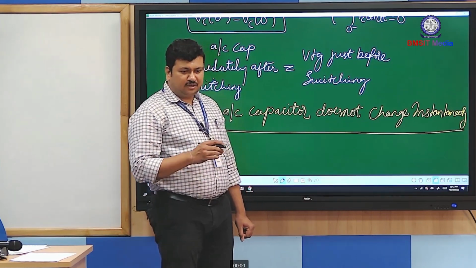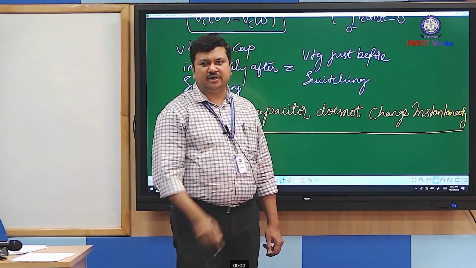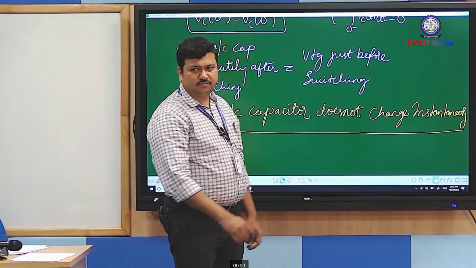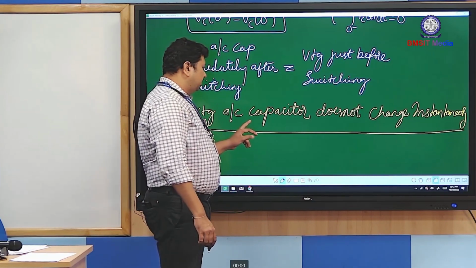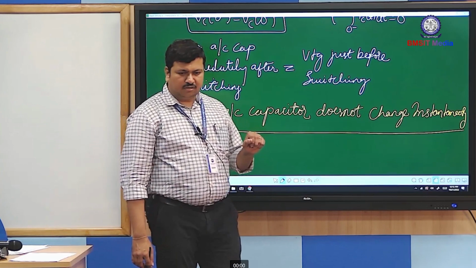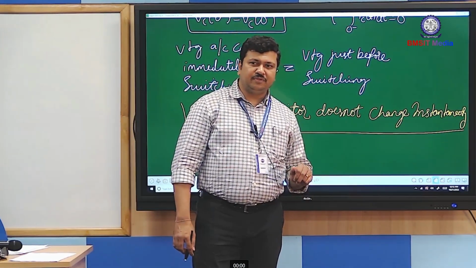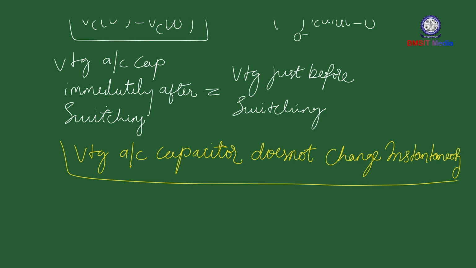Okay? So here voltage lags behind the current in a capacitor. In an inductor, current lags behind the voltage. So during switching, for a capacitor, the voltage will not change instantaneously. Now we will see what is the condition or the state of the capacitor at the time of switching.